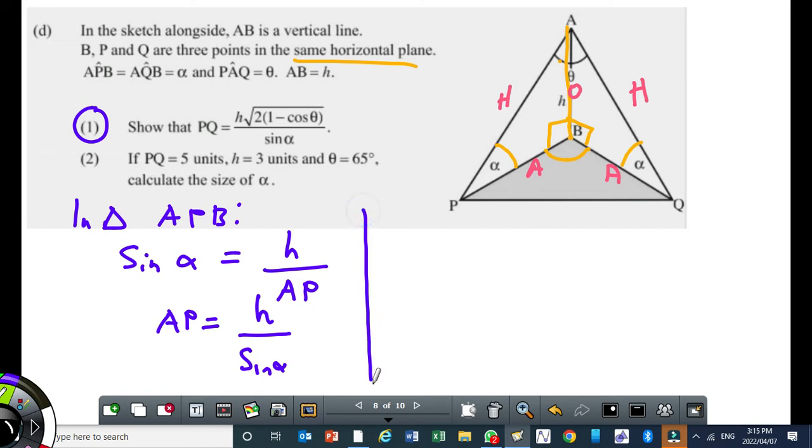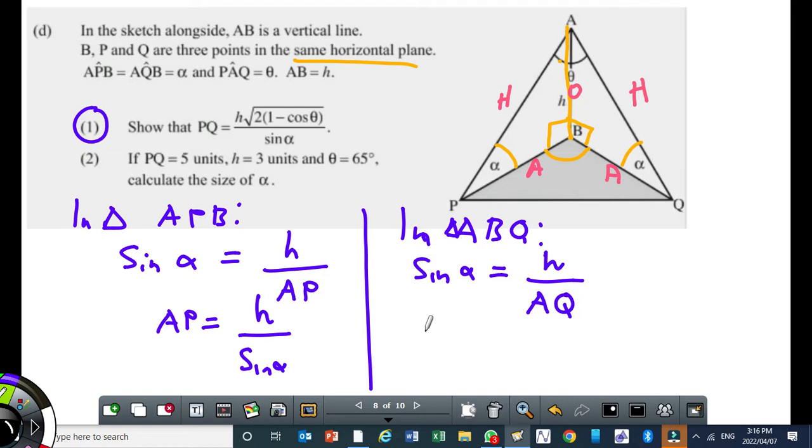Okay? Then I need to do the same for triangle ABQ. So in triangle ABQ, again I'll say sine alpha will be equal to the opposite side, which is h, divided by the hypotenuse. Now the hypotenuse is going to be AQ. So AQ will be equal to h over sine alpha. Are you following that? Okay.